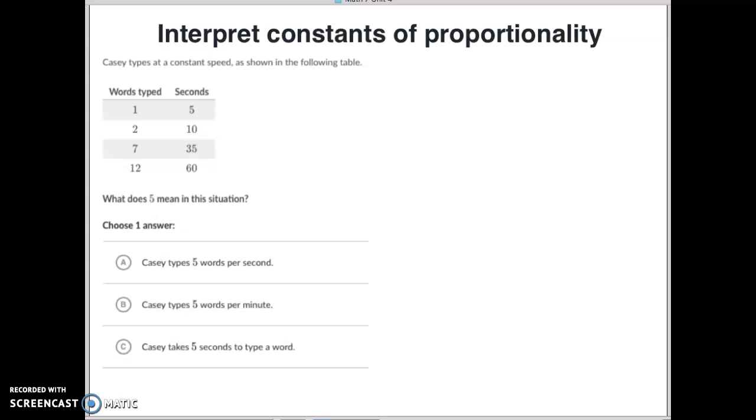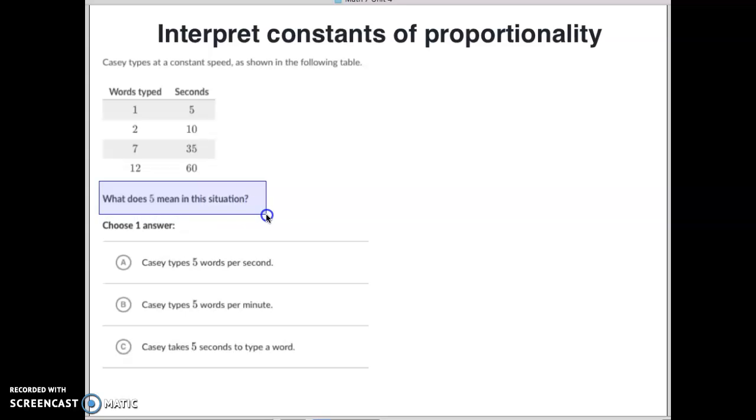The first concept we're doing today is called interpret constants of proportionality. The first thing you want to be thinking about, remember I talked about last time, is the change in your y coordinates. Remember, y coordinates are always the second coordinates. So you take the change in your y coordinates divided by your change in your x coordinates, or the first ones that come up. So in this case, what does 5 mean in this situation?